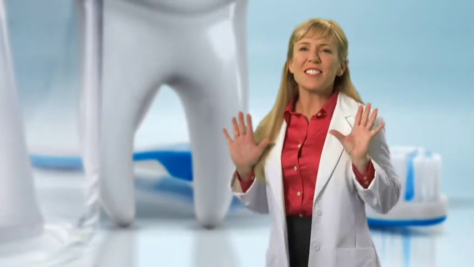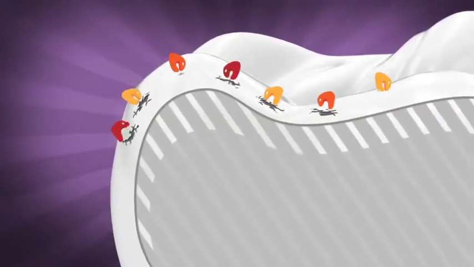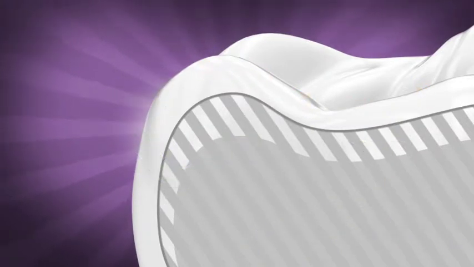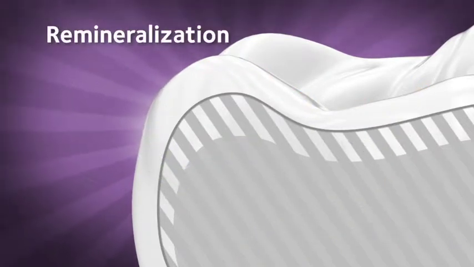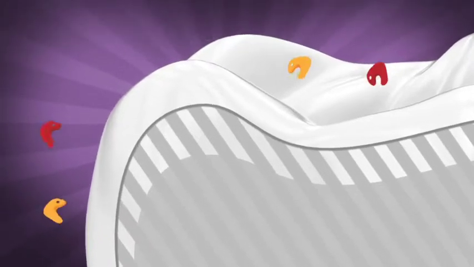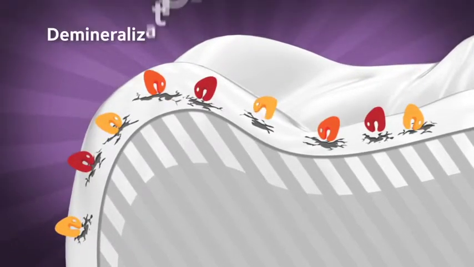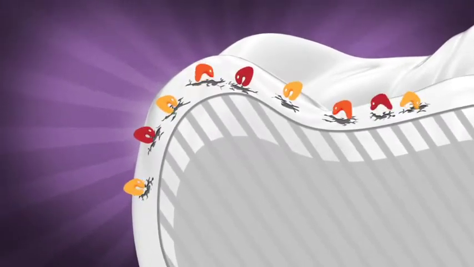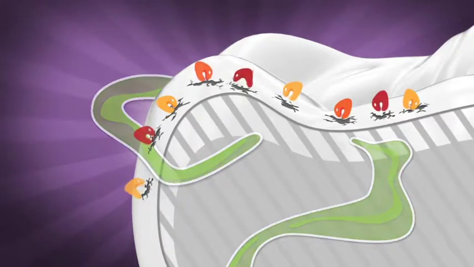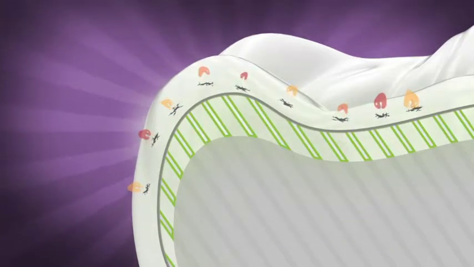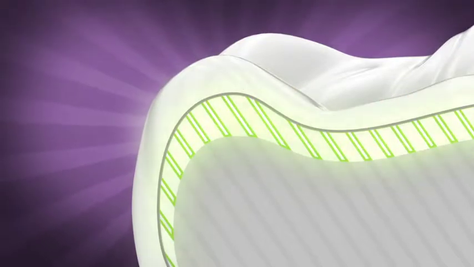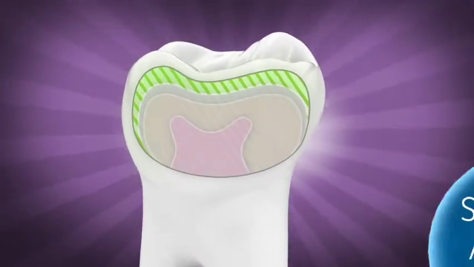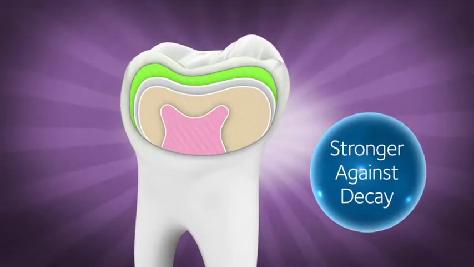Fortunately, another process is also happening. Once the acid attack slows down, the calcium and the phosphate in the saliva go back into the enamel in a process called remineralization. It's a constant seesaw battle. Cavities start when there's more demineralization than remineralization. Fluoride is very important in this battle. When fluoride is in your mouth, it actually gets into the enamel through the remineralization process and forms a new super cavity-fighting compound called fluoroapatite. Fluoroapatite is much stronger and resists decay much better than hydroxyapatite.